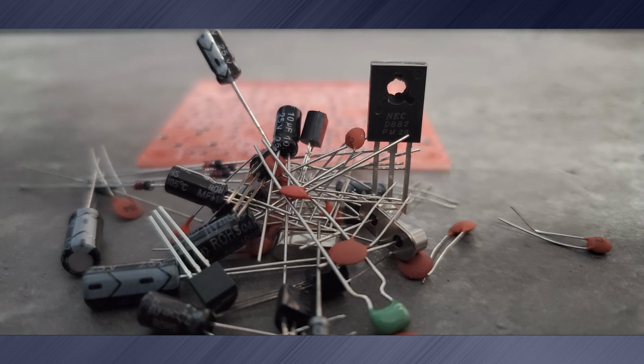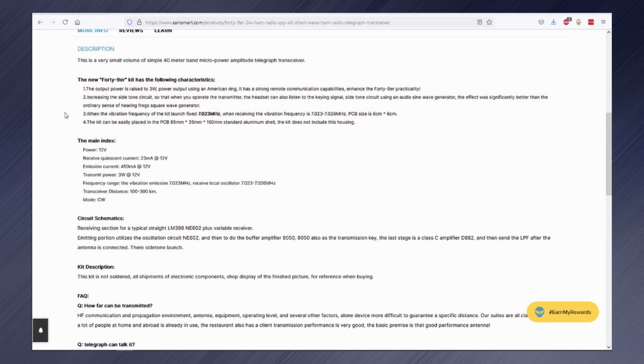The 49er is a QRP CW kit originally designed by Wayne Burdick as a simple project that would give you a usable transceiver when completed. It operates in the 40 meter band and is direct conversion using crystals for a set frequency. The current version claims 3 watts at 12 volts, but from what I've read online, that is overestimated.